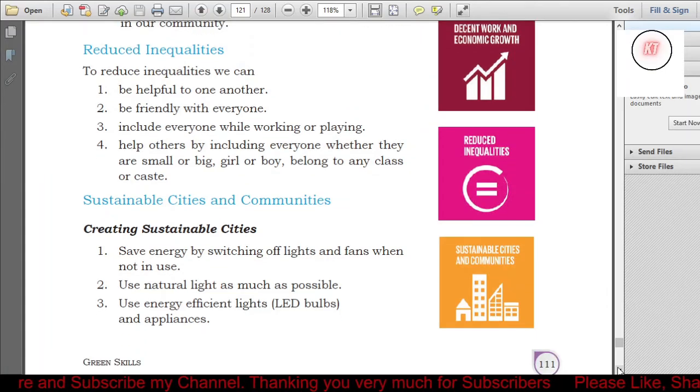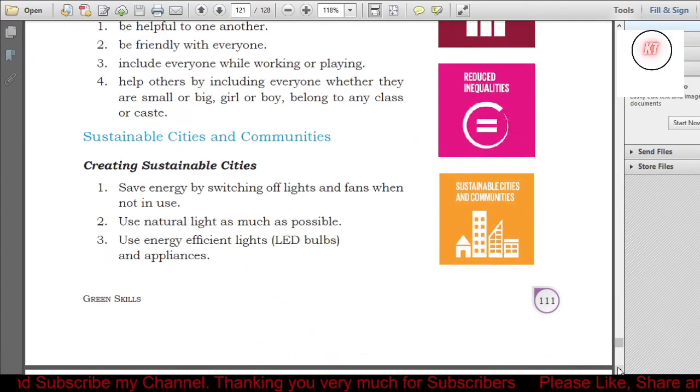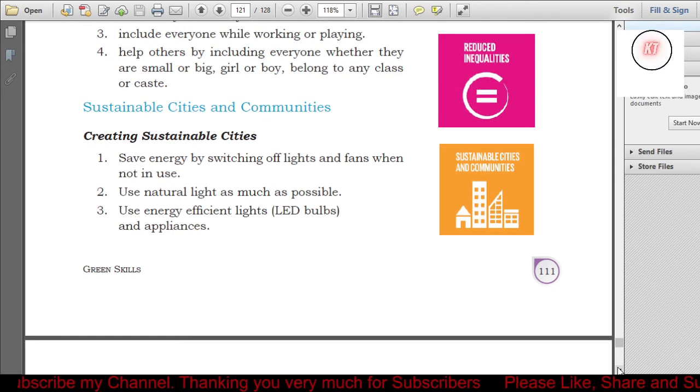Sustainable cities and communities. Save energy by switching off lights and fans when not in use. Use natural light as much as possible. Use energy-efficient lights, LED bulbs, and appliances.